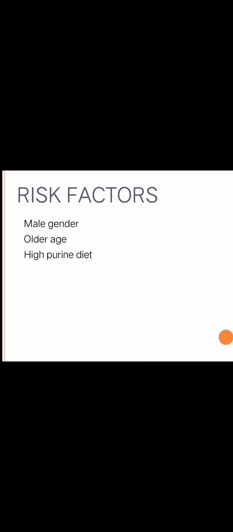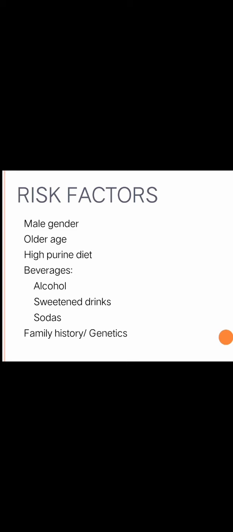High purine diet or certain dietary sources increase the likelihood of having hyperuricemia, or high level of uric acid in the blood. Certain beverages, such as alcohol, are a big risk factor, and sweetened drinks due to their high fructose corn syrup content, and sodas. And family history and genetics.